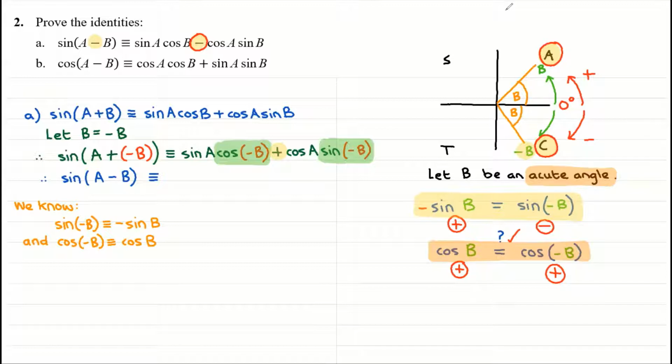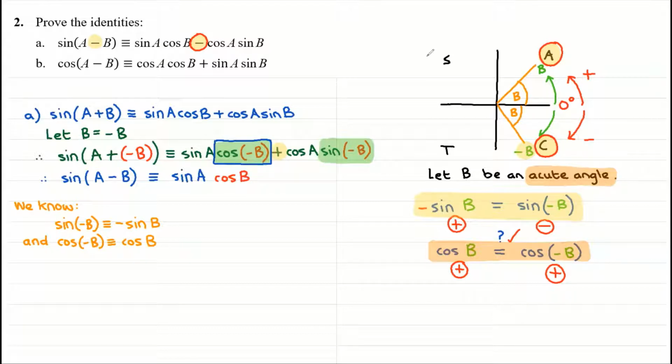So we can substitute them in. So we can now say that sine of A, and we can replace now the cosine of negative B, which is given here. We can replace this with cos B because we know they are the same. So I'm just going to put that in.